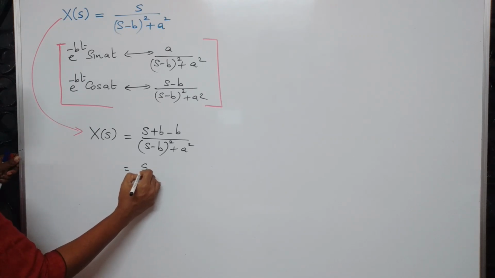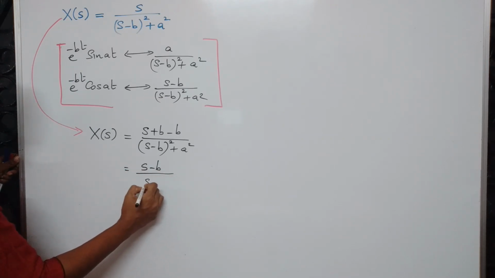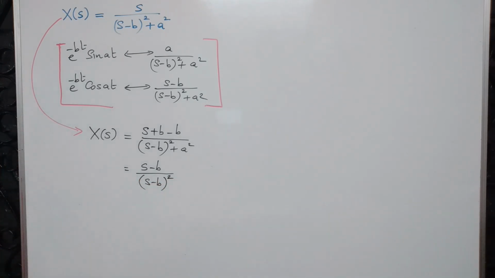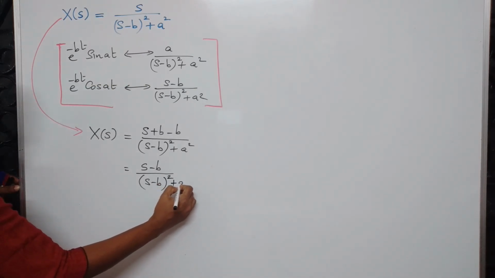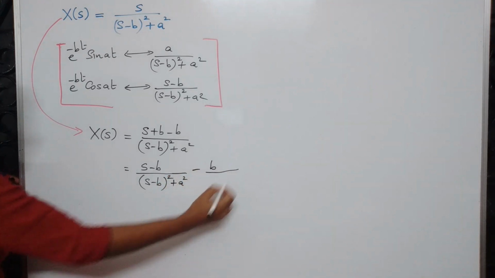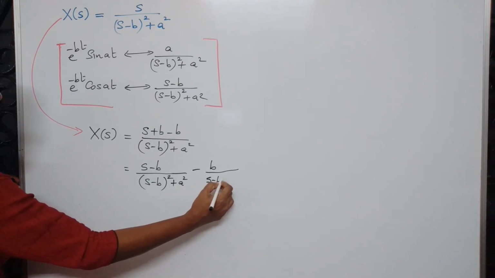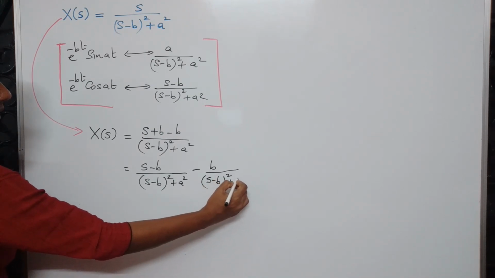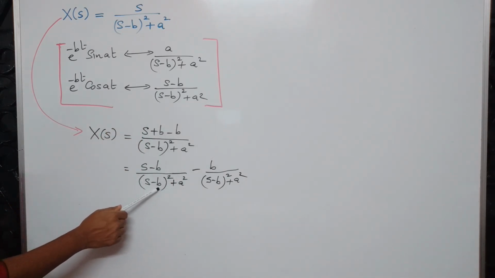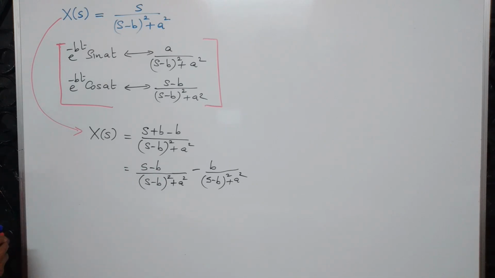Or this can be (s minus b) by (s minus b) the whole square plus a square, minus b by (s minus b) the whole square plus a square. Correct? Now this is in standard form already: s minus b by (s minus b) the whole square plus a square.